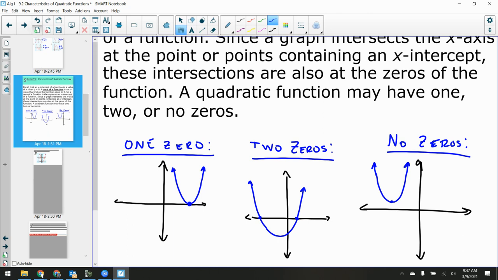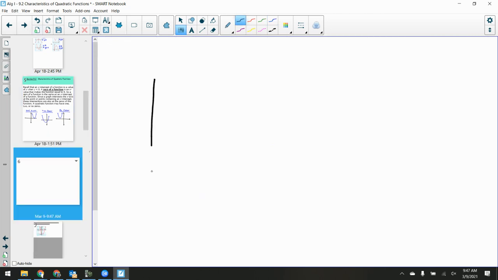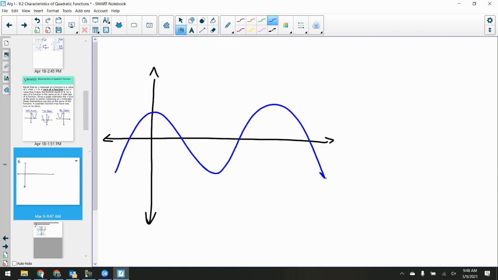Hey guys, take a look up here. This is not in your guided notes. Kind of going off script a little bit, going rogue. And here's why. Because the state test loves to give you questions like this. And they'll ask you, where are the zeros of the function?